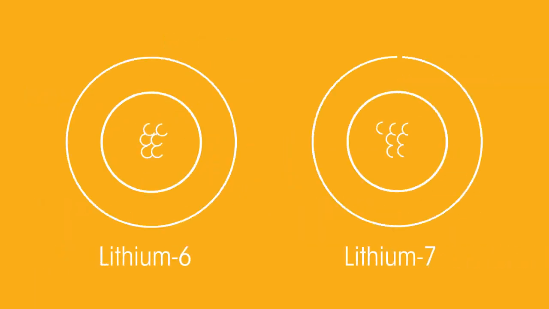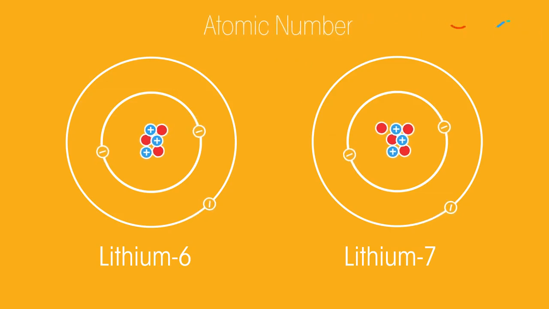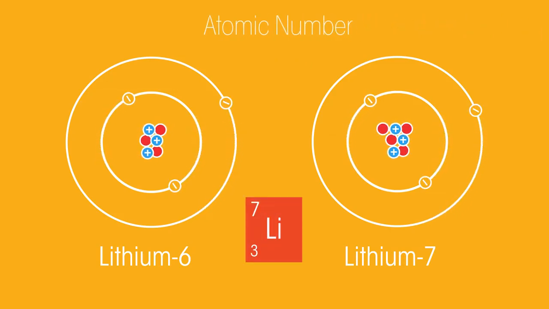Now for isotopes. All atoms of a particular element will always have the same number of protons in the nucleus. This is called the atomic or proton number. Lithium has 3 protons, so the proton number is 3. But neutrons are a little different. The number of neutrons in an atom can change.